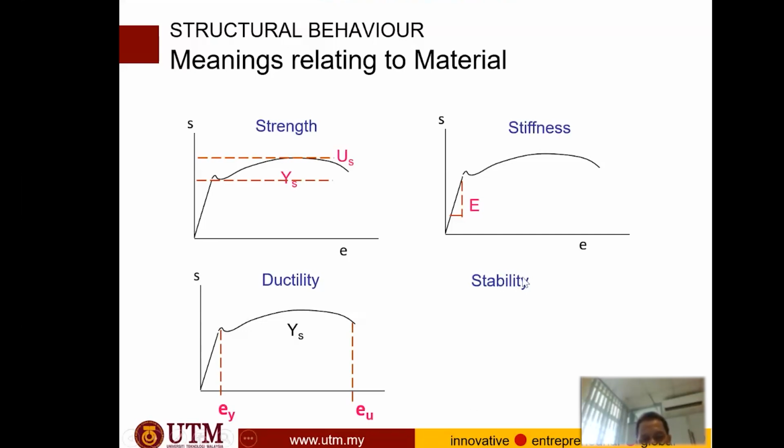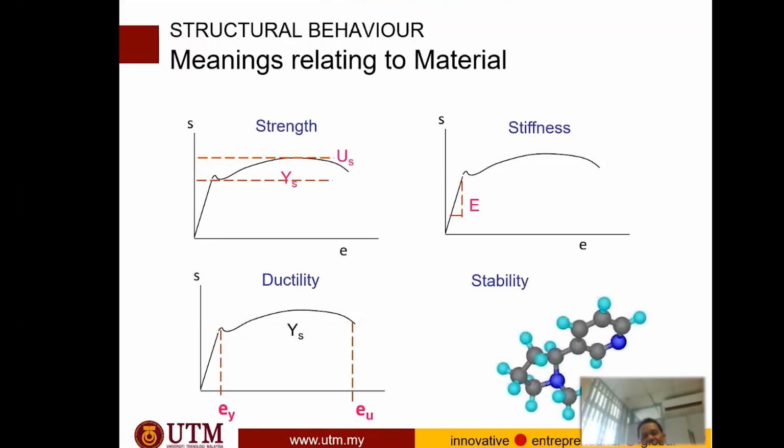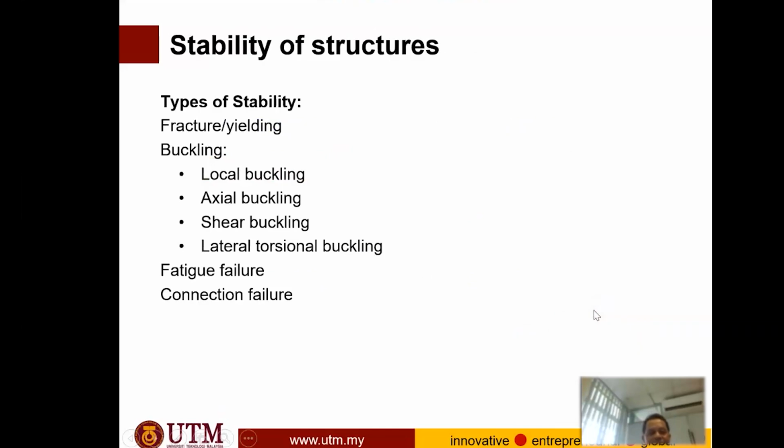And stability. What is stability in terms of material? Then I can say it depends on the link, the change of link between each molecule. This is stability. If this is not stable, then we say the material is not good. The material is not suitable for the design.